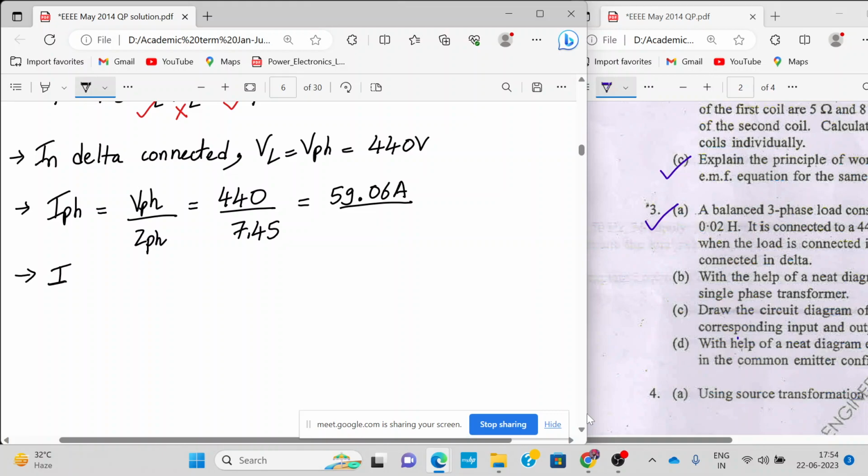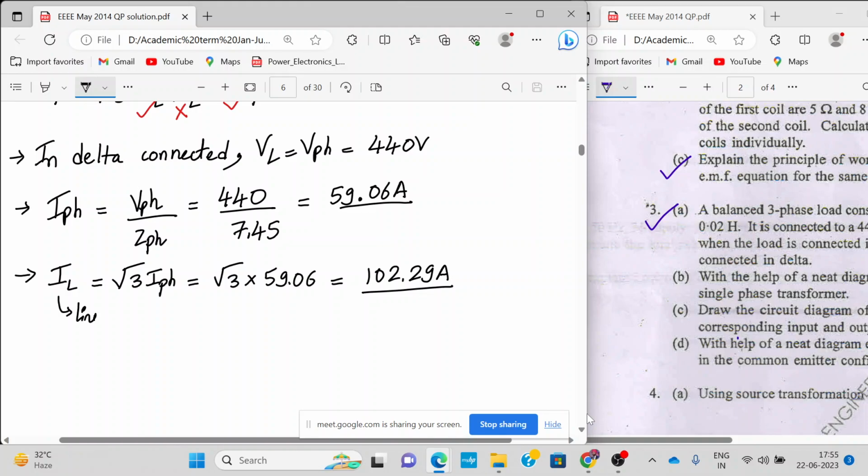So in a delta connected load, line current is root 3 times phase current. This we can check it out. It's a standard formula. Root 3 times 59 point. By the way, did you get 59.06 amperes? Yes. This is line current. This is phase current.